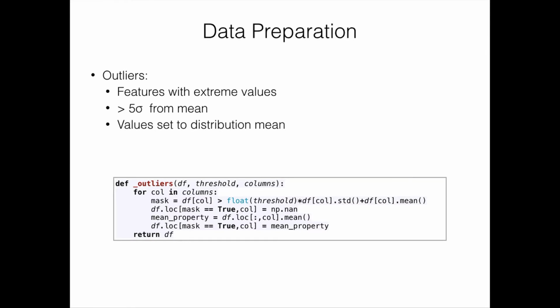Before the modeling process, we need to clean the data. One thing to consider is outliers. These are features with extreme values. And for purposes of this demonstration, we're using a simple assumption to say any values that are greater than 5 sigma from the mean of that distribution is an outlier. And we set those values to the mean of that distribution. And I show the function here at the bottom that I used to correct for outliers.